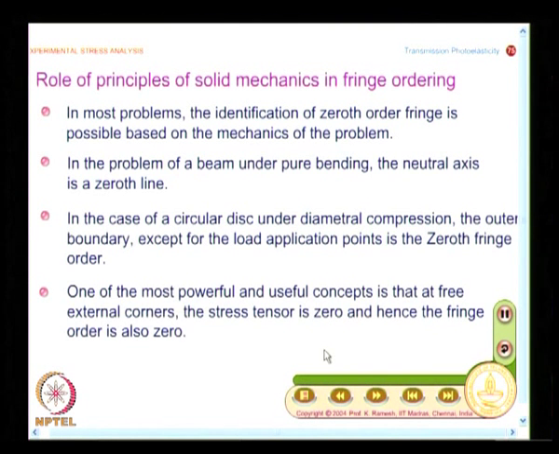And you know, as part of your assignment, I had asked you to find out what happens in free external corners, and you had seen mathematically from the definition of stress vector, and also you have identified the stress tensor has to be 0 on free outward corners, and this is a very useful information in complex problems.